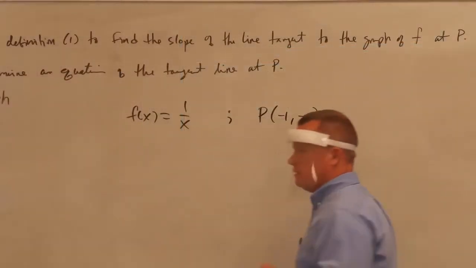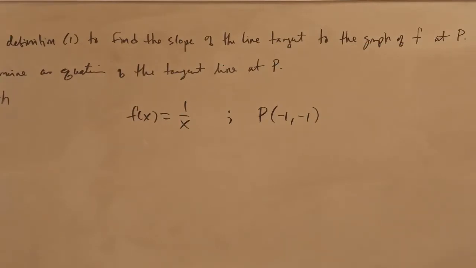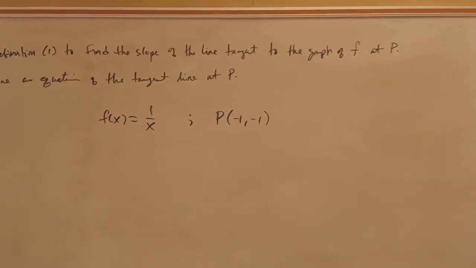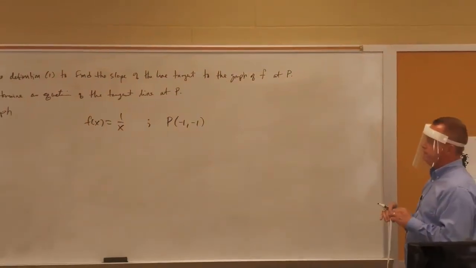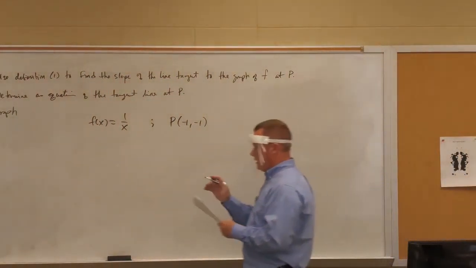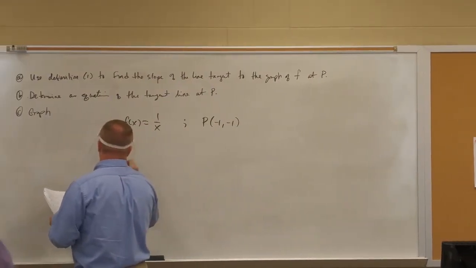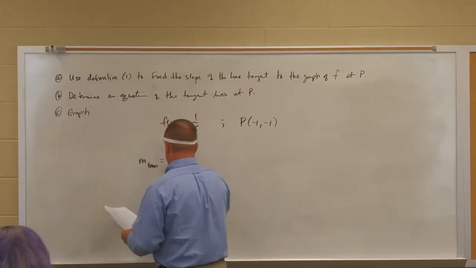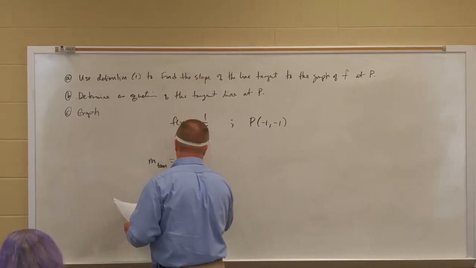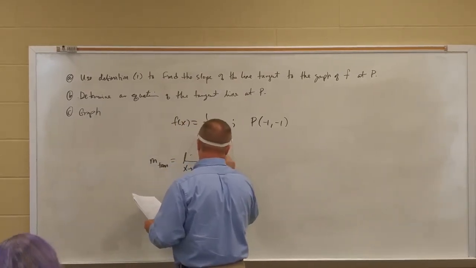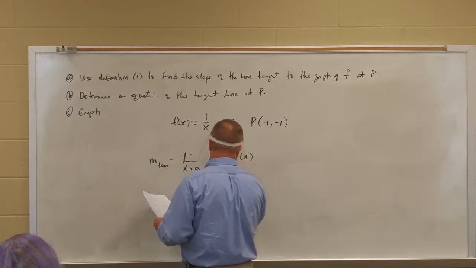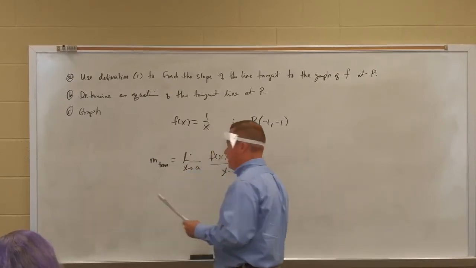So we want to find the slope of the tangent line at the point -1, and then the equation of the tangent line. Okay. So again, if we use the same formula, the slope of the tangent line is going to be the limit as x approaches a of f of x minus f of a divided by x minus a.